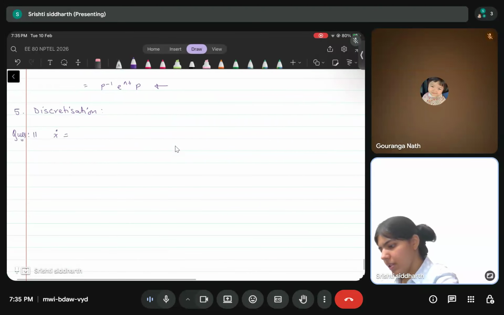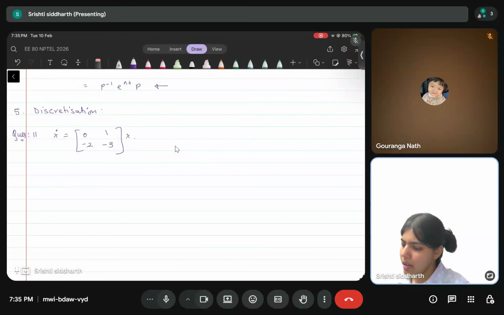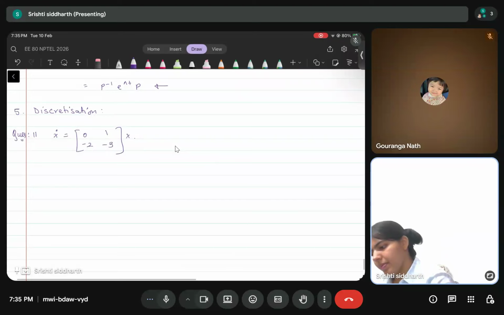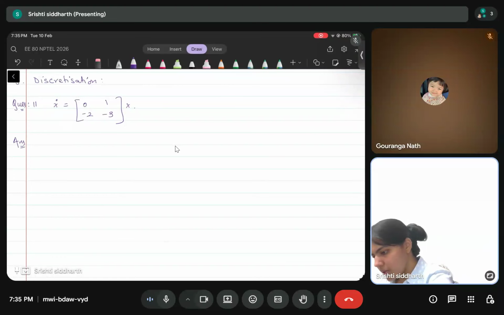So the matrix A is 0, 1, minus 2, minus 3. We know the analytical solution of this. We have already calculated it. But now let's calculate the solution using Euler's method.